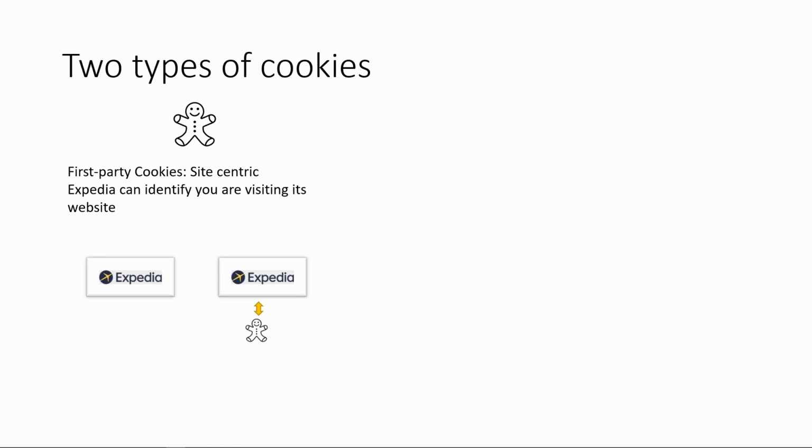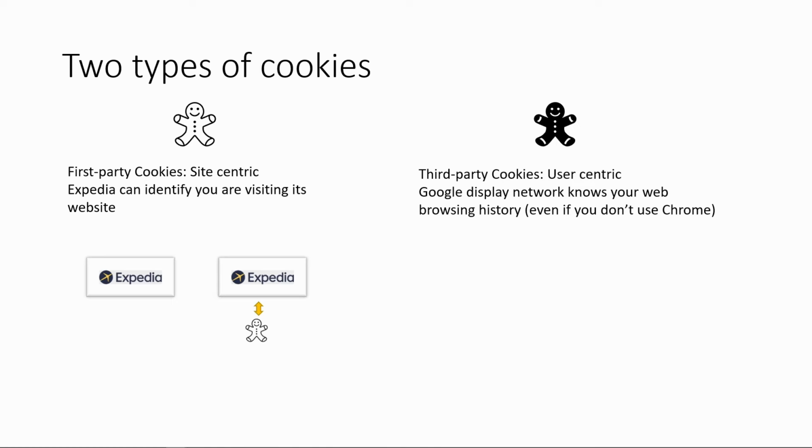So now turning to the dark side of cookies, there is third-party cookie. And third-party cookies are user-centric in a way that they are not affiliated to a single particular website. It's not just for Expedia, it's for other websites as well. And an example would be the Google Display Network. It knows your web browsing history even if you don't use Chrome. So whatever browser you use, as long as cookie is allowed, Google Display Network can track you across different websites.